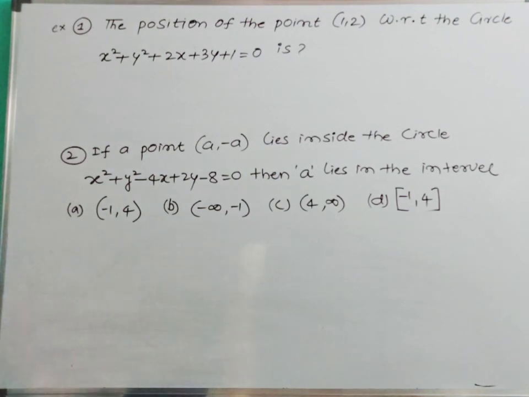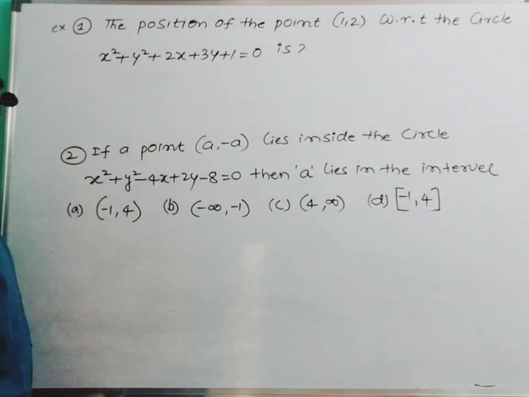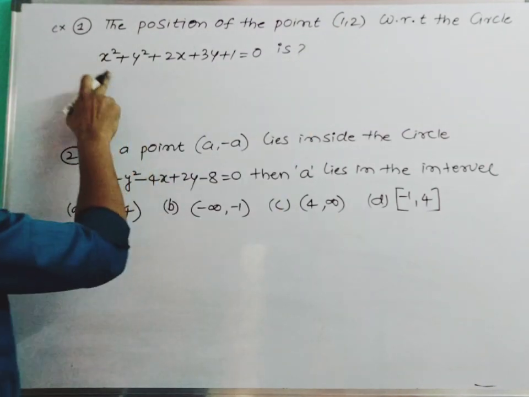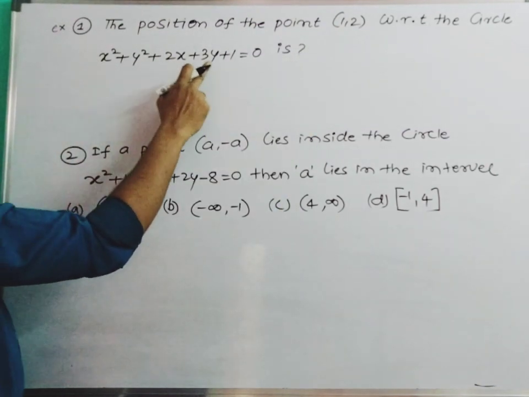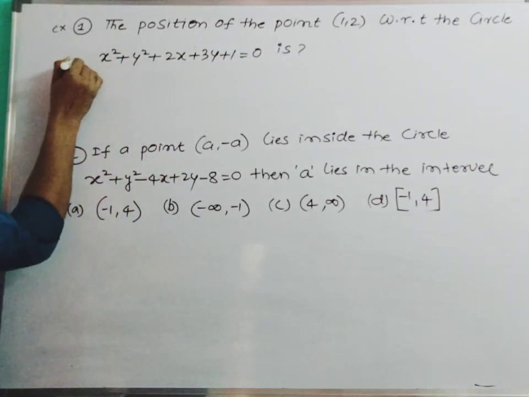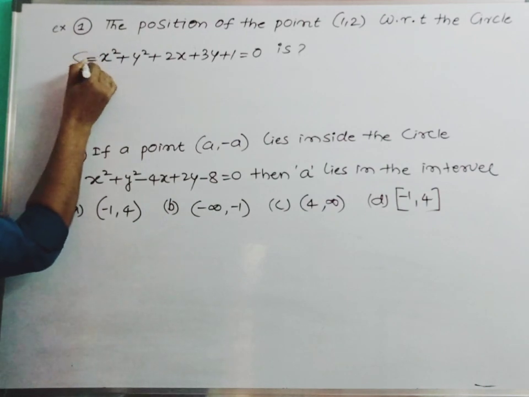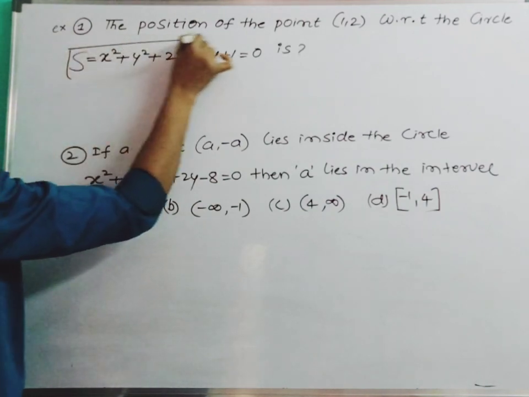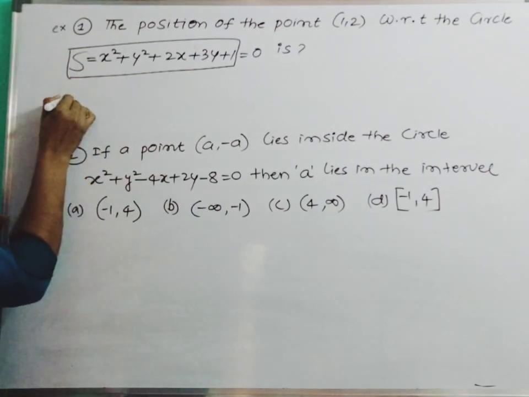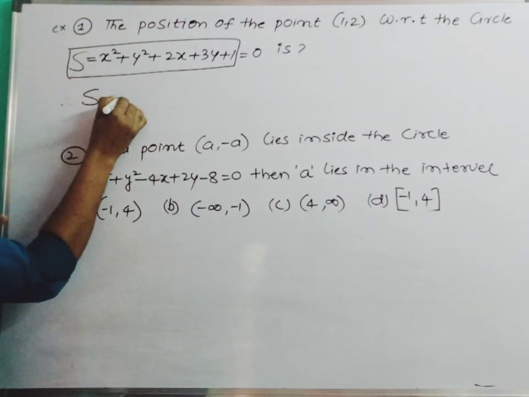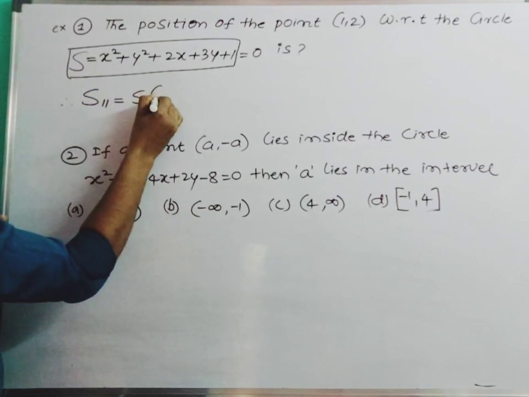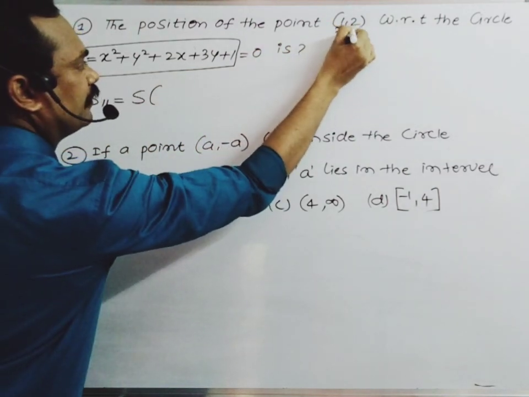Okay, let's see. What's our question? The position of the point to the circle x square plus y square plus 2x plus 3y plus 1 equals 0 is. This is the S expression, no? Just consider this is expression S. What you need to find is S11. How do you get this S11? Simply substitute the x1 comma y1 point.